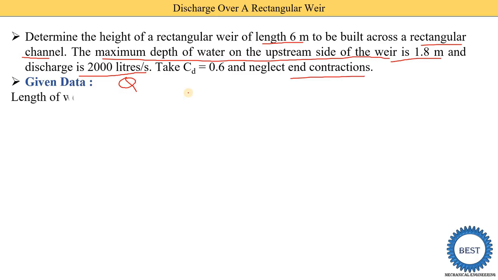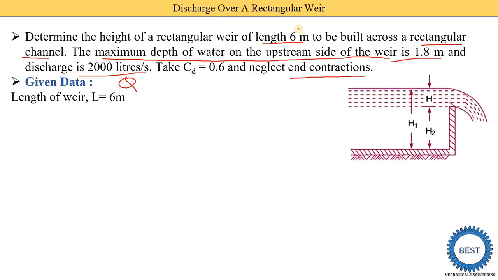So here we write down this given data. The first parameter given is the length of weir, L is equal to 6 meter. On the front view, suppose we check the width of this, the length of the weir, it is 6 meter. Suppose we convert this image into a 3D shape. So something it looks like this. So here this is the L and it is 6 meter.